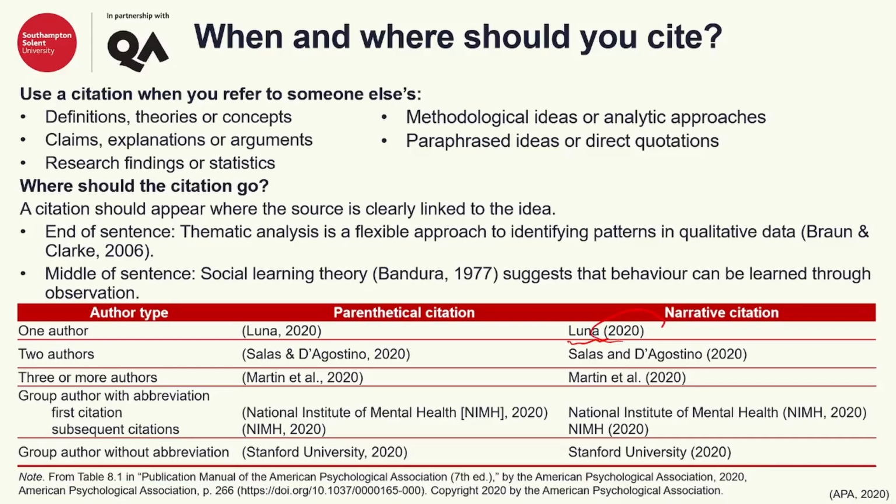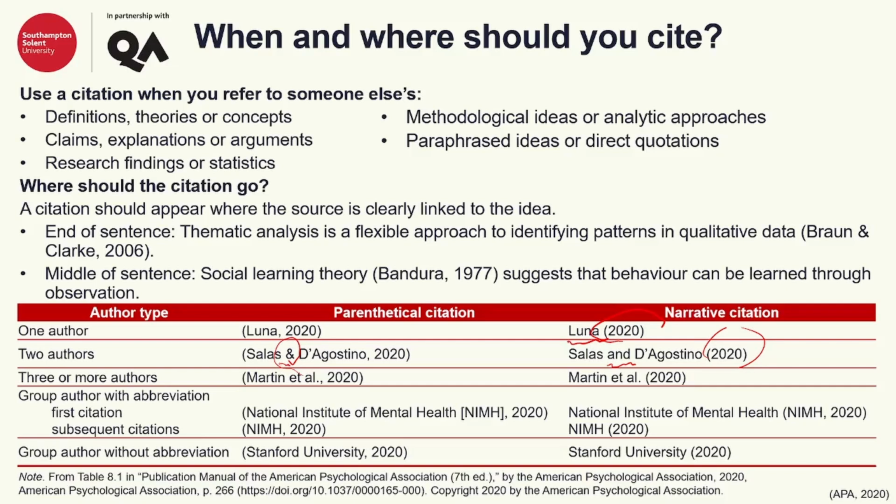For two authors, include both surnames every time the source is cited. In the parenthetical citation, use an ampersand between the surnames. For example, (Salas & D'Agostino, 2020) in brackets, with an ampersand representing "and". In the narrative citation, write the word "and", just like here: Salas and D'Agostino (2020), with the year in brackets.